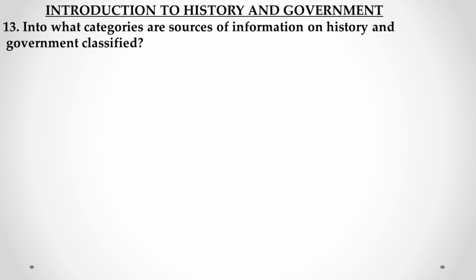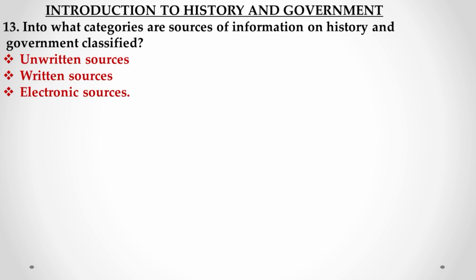Another question, into what categories are sources of information on history and government classified? So they are classified into 3. We have unwritten sources, written sources, and electronic sources.